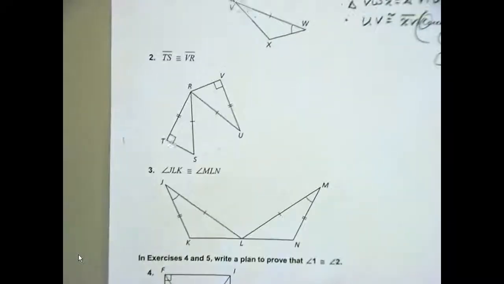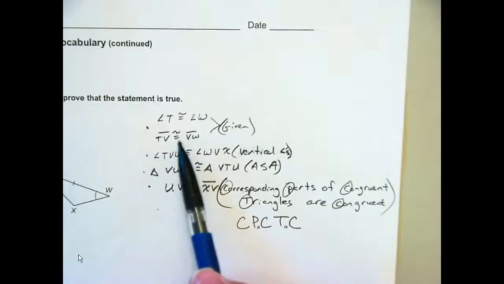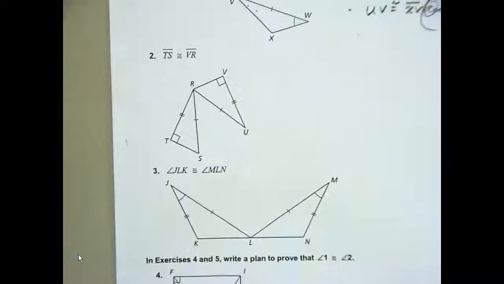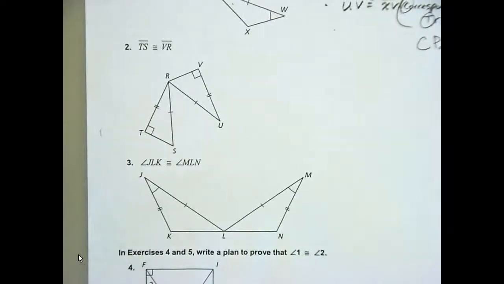Give number 2 a go. And number 3, please. Number 2 and 3, and you can just write it. You didn't have to do a formal proof. You just say your statements in parentheses, put your reasons after it if you want. That's probably the easiest way.